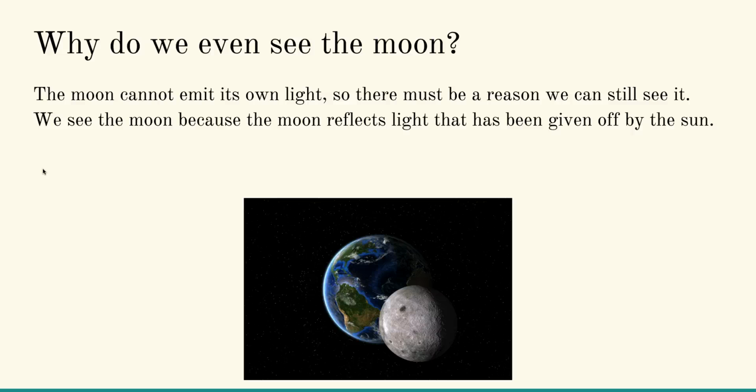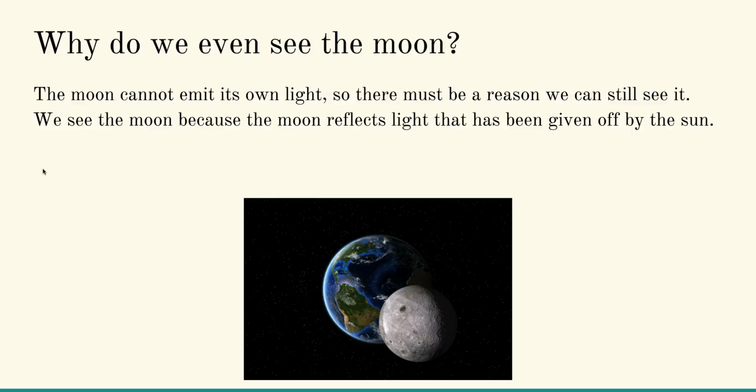Why do we even see the moon? Well, the moon is an object in the sky that does not emit its own light. However, it does reflect light from the sun. So we can see the moon as a result of light that's being reflected from the sun, and the moon phase changes throughout the month because we see a different amount of reflected surface.